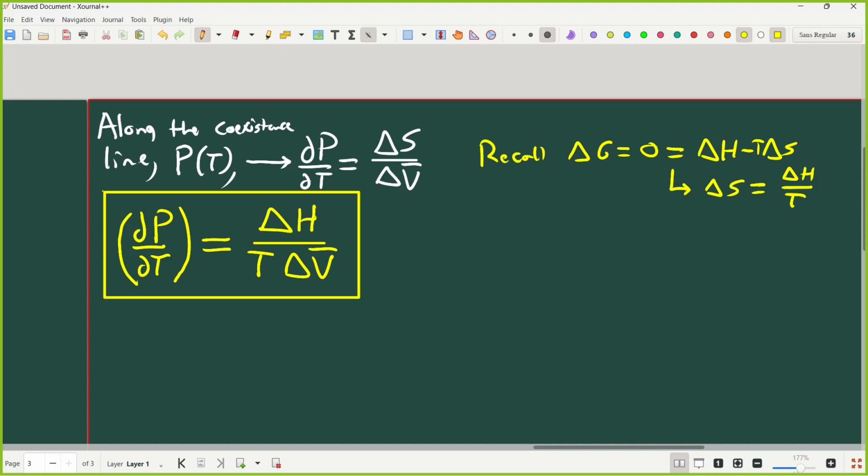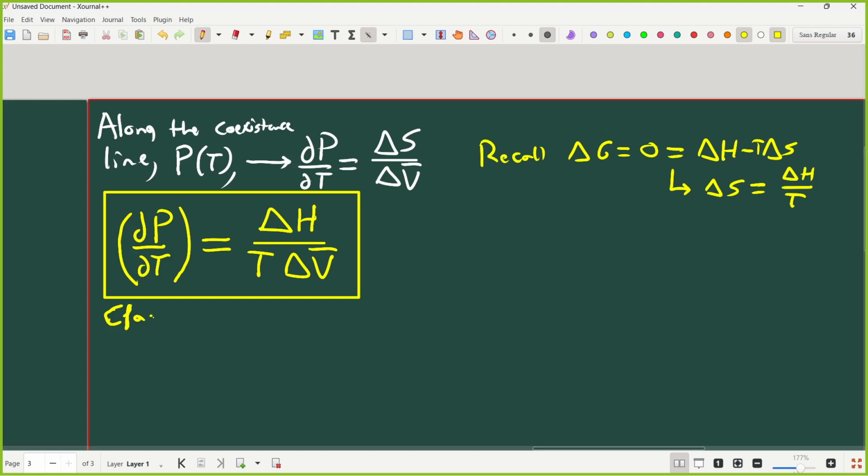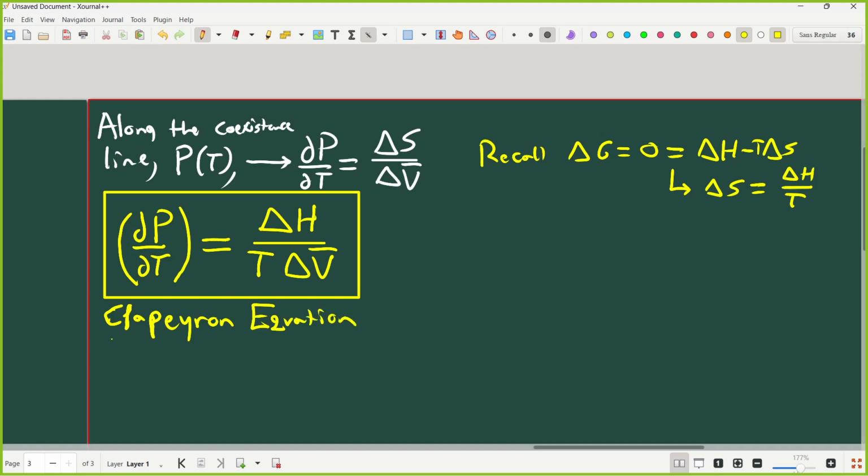This is what's called the Clapeyron equation. So as long as we move along that curve, we measure the heat of that phase transition, and we measure the change in the densities at that temperature where the phase transition occurs, and we know exactly the slope of the line at that point.